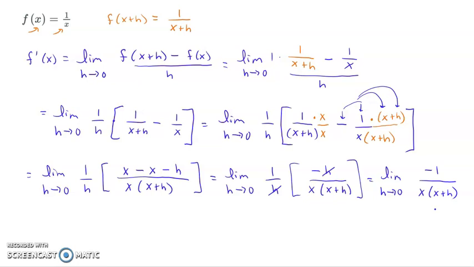So whenever you go to make that substitution and put 0 in for h, you can stop writing your limit notation. Alright, so I'm going to go ahead and substitute the 0 in at this point. So I've got -1 over x times x plus 0. And this is going to simplify to give us -1 over x squared. Alright, so our derivative here, f prime of x, is going to be equal to -1 over x squared.